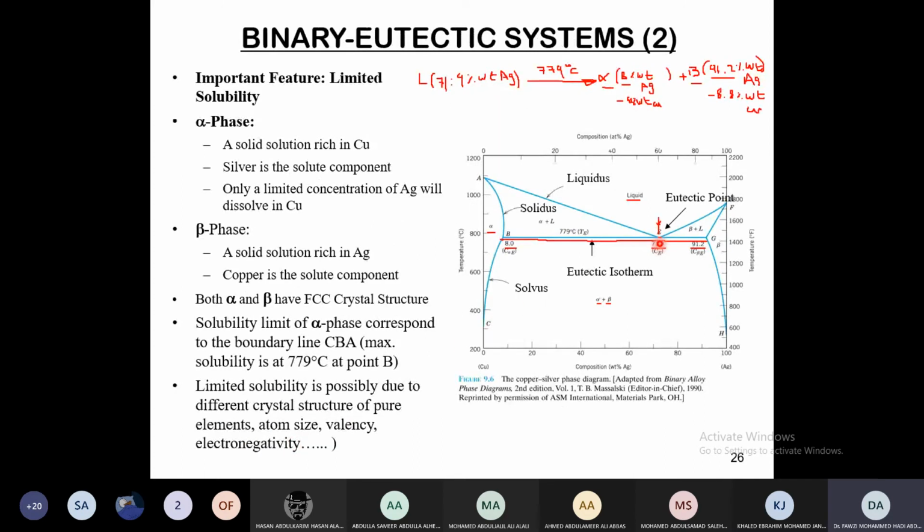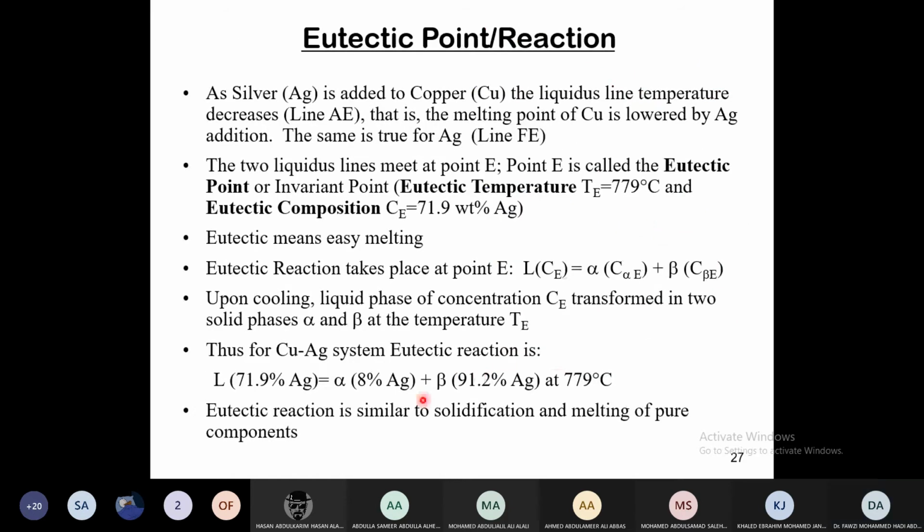Eutectic reaction is similar to the solidification and melting of pure components. The melting or the solidification across the eutectic point happens in the same way it happens to a pure melting material. It occurs across a point, but for different compositions, they occur across a range of temperature. Eutectic, this is what we are saying, it happens across a point.